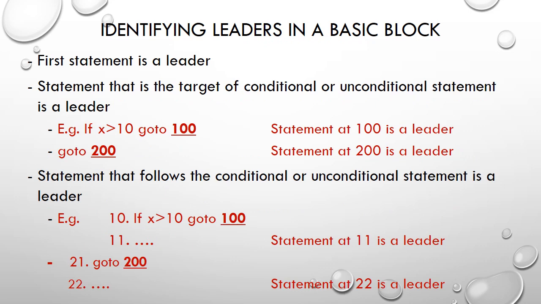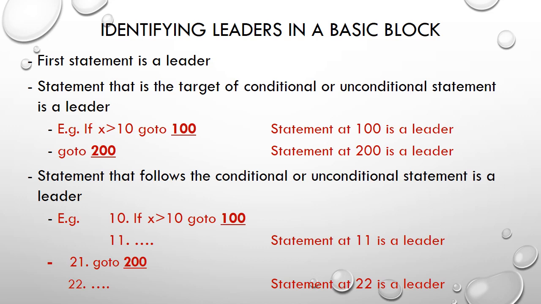Now, how do we find out the leaders? There are some rules for finding out the leaders. These are very basic rules. The first statement in the 3-address code is always a leader. A statement that is the target of a conditional or unconditional jump is a leader.